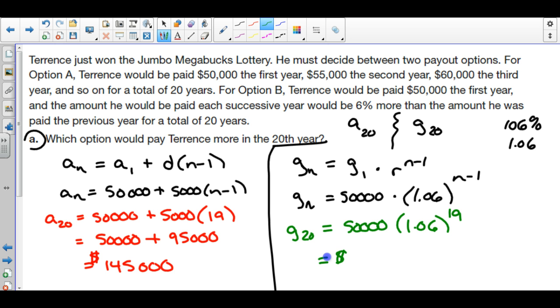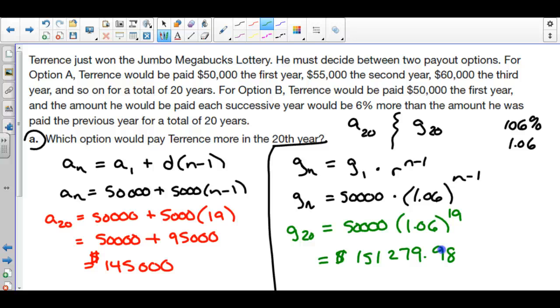In this case, I'm just going to throw all of this information in my calculator. It will do the order of operations for you. 50,000 times 1.06 raised to the 19th. And I end up with, in the 20th year, he's getting $151,279.98. So he's almost getting that 151,280, but not quite. He needs 2 more pennies. Okay, so that's your last term of that one.